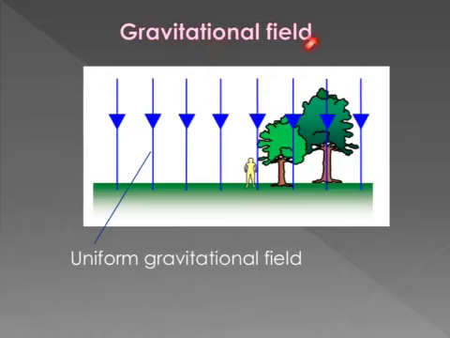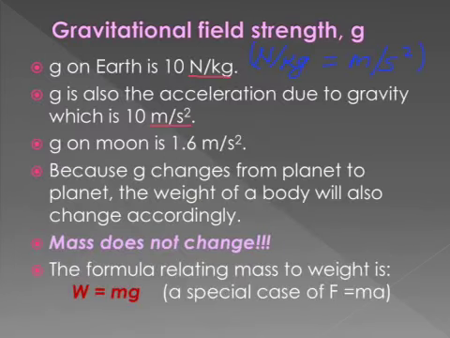Gravitational field. These field lines are evenly spaced, which represents a uniform gravitational field. And the gravitational field pulls everything towards the Earth. Gravitational field strength is represented by this letter g. g on Earth is 10 Newton per kg.